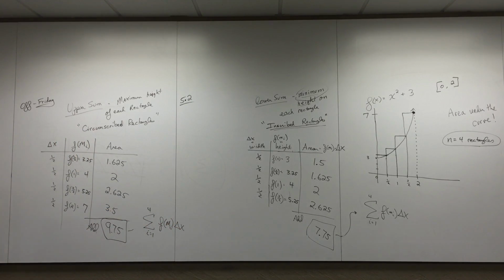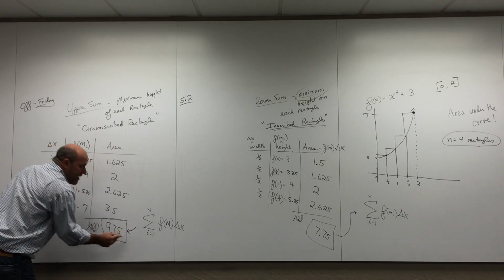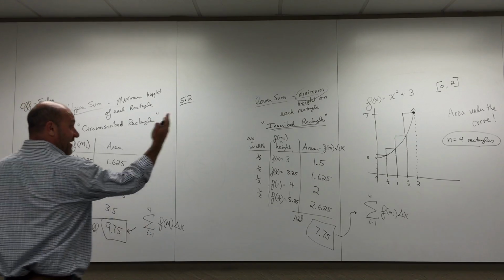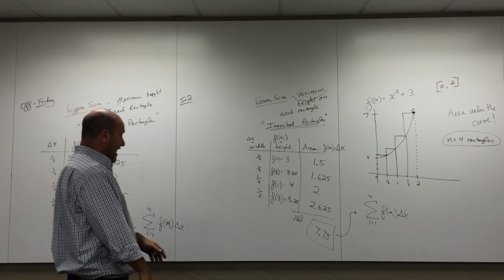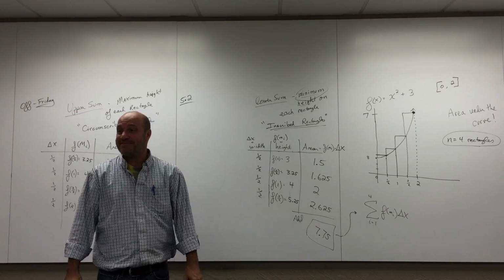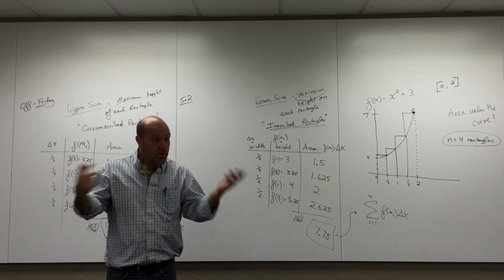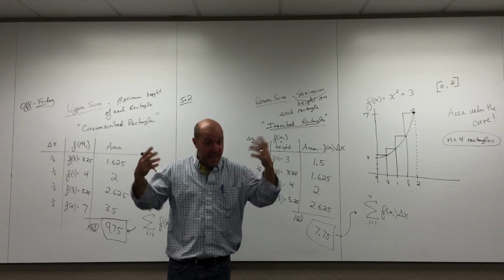That's what I do. Anyway, guess what? Remember, this is an overestimate. So the real area is somewhere between there, right? Yeah. All right. Am I happy? Am I satisfied with that? No. You want to do a better job? You want to have less error?